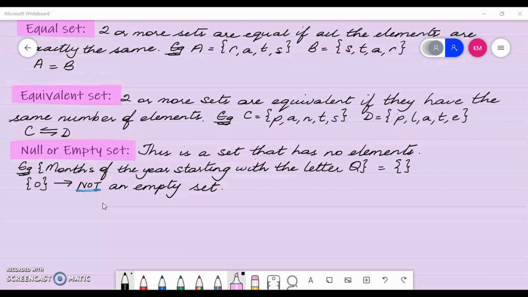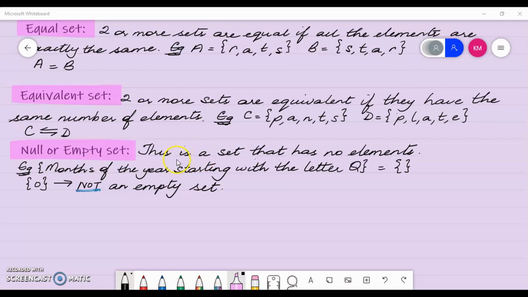Okay, so null or empty set. This is a set that has no elements. So for example, months of the year starting with the letter Q. I know that there are no months of the year that start with the letter Q, so therefore that is an empty or null set. And we denote null sets using 2 curly brackets without anything inside.